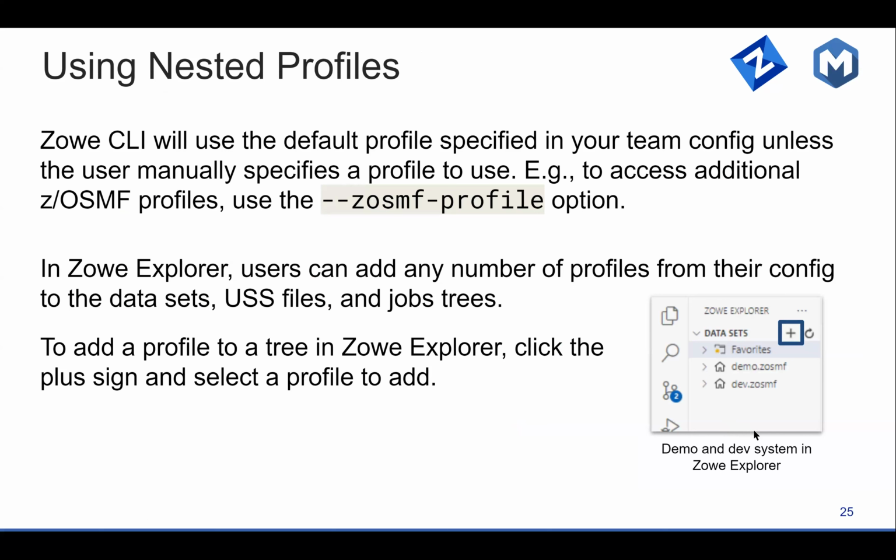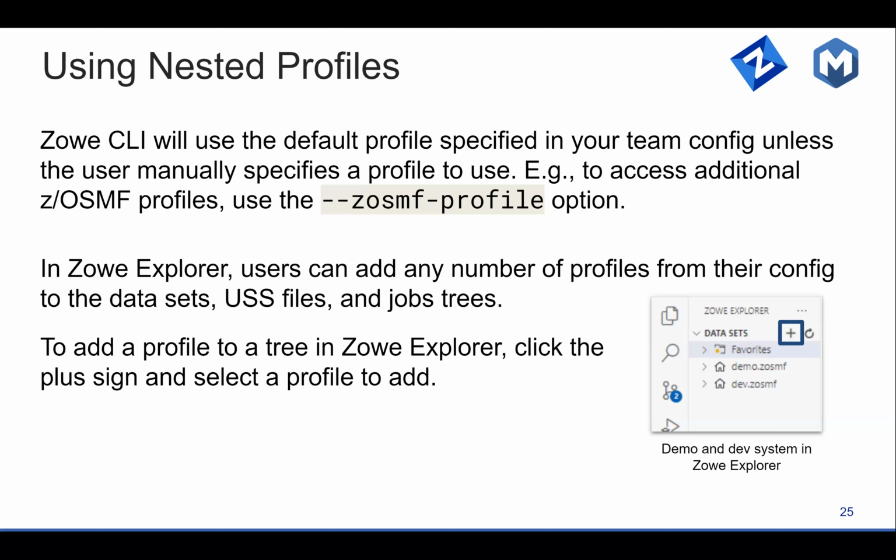But you'll also need to know how to use these nested profiles. So when you have a nested team config, Zowe CLI will use the default profile specified in the default section of the team config, unless you specify otherwise. So users can specify which profile to use for a given Zowe CLI command using the --zosmf-profile option, and then providing the name of the profile to connect to. In this case, it would be, I guess, demo.zosmf.